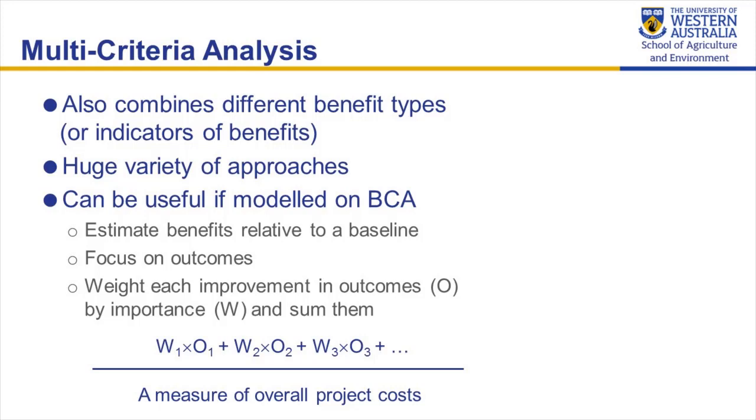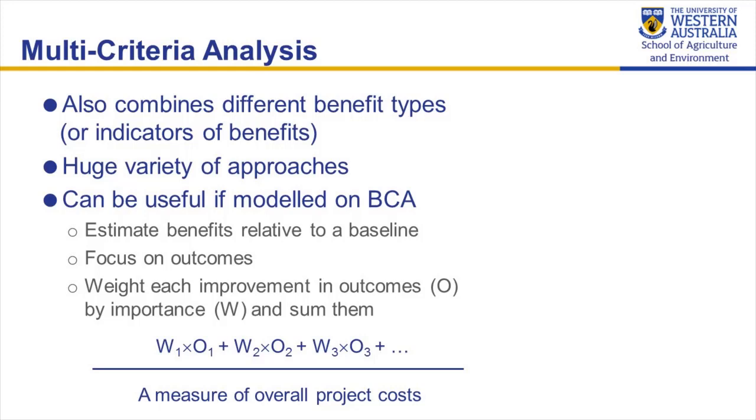Okay, next one is multi-criteria analysis. Also like benefit cost analysis, a very widely used tool. It also has the advantage that it allows us to combine different benefit types or different indicators of benefits. This is a more heterogeneous set of approaches than benefit cost analysis. There's a variety of styles of multi-criteria analysis that different people use. And having looked at quite a few of them, I think they range in quality from really quite good to really quite terrible. And so I'll make some comments about that.